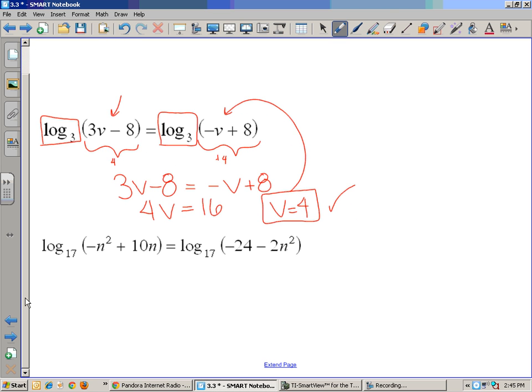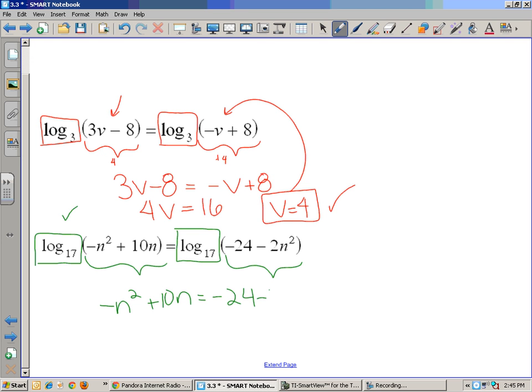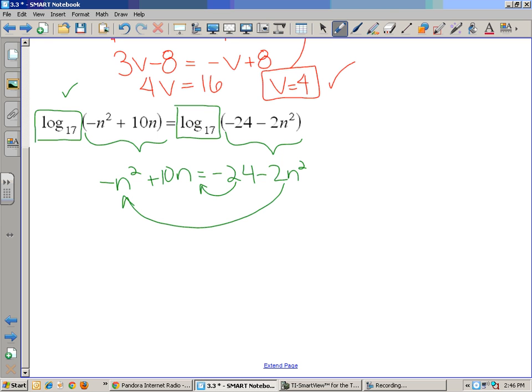Okay. And so again, when I want to use my log properties, I need to take a look at the bases of my logs. And if those are the same, they are, then I can set the parentheses equal to each other. And so I want to do that. And this is going to be for solving. So I'm going to bring these over and that as well, actually. And so I'm going to get n squared plus 10n plus 24 is equal to 0. And so I get (n plus 6)(n plus 4). So I get n equals -6 and -4.